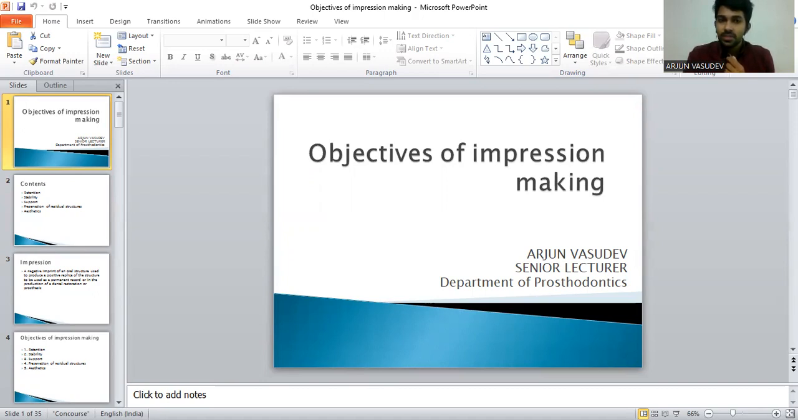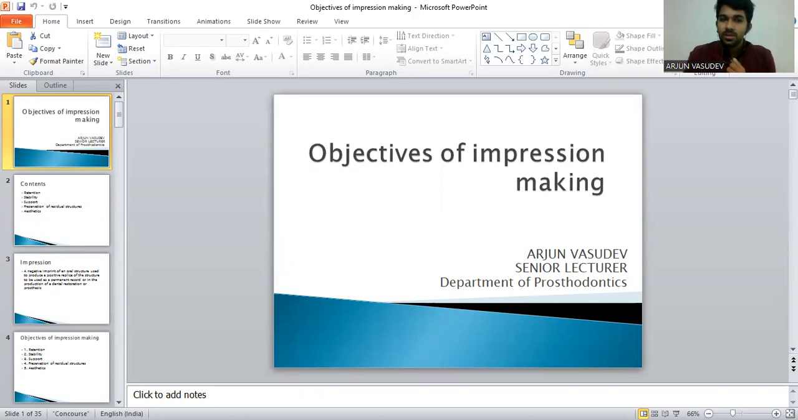Factors affecting retention: anatomical factors, that is the size of the denture bearing area. Retention increases with an increase in the size of the denture bearing area. The average size of the maxillary denture bearing area is around 24 centimeters square, and that of the mandibular denture bearing area is 14 centimeters square.